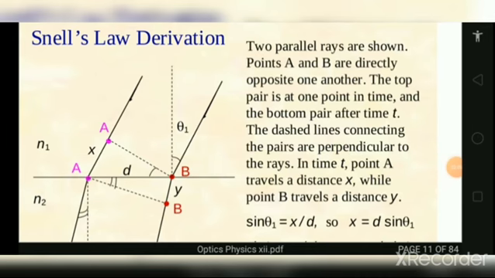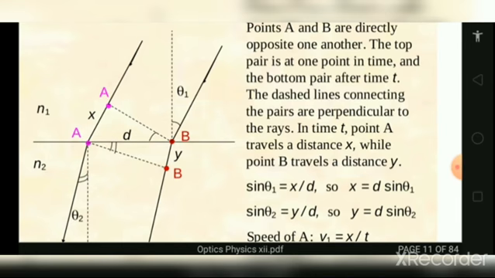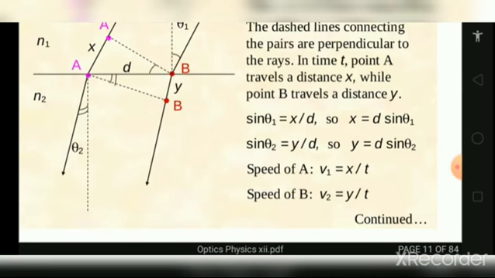Now see how the law can be derived. Two parallel rays are shown in the diagram, opposite to each other. The top pair is at one point at one time, and the bottom pair after time t. So by using mathematical laws, you will get sin theta 1 is equal to x by d, that is x is equal to d sin theta 1. Sin theta 2 is equal to y by d, that is y is equal to d sin theta 2.